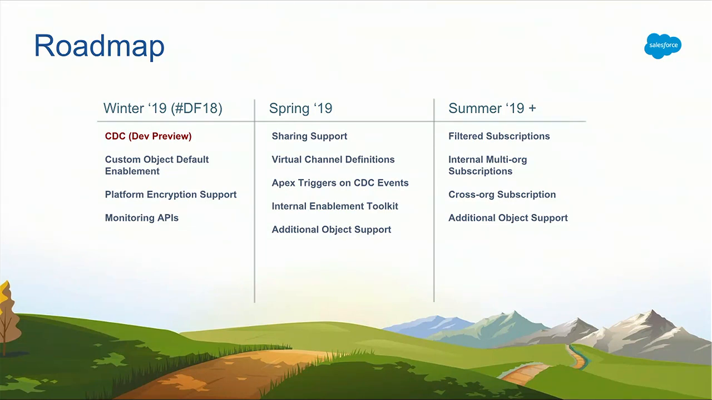Spring 19++, this is sort of 3+ releases away. We're looking at filtered subscriptions. How do I subscribe to a change stream and only receive events which match a certain criteria? Only give me case updates for high priority cases. Only tell me about opportunities if they're more than $100,000. Right? I don't want to filter out all the events on my client side and consume my limits, consume my bandwidth if I'm not taking action on these change events. How do I provide that criteria is what we're building.